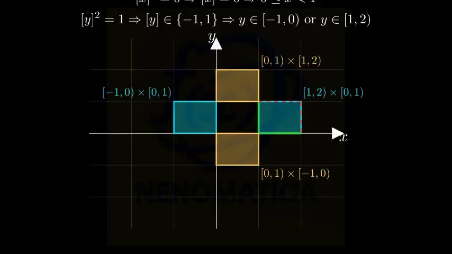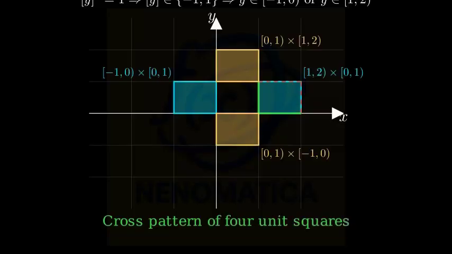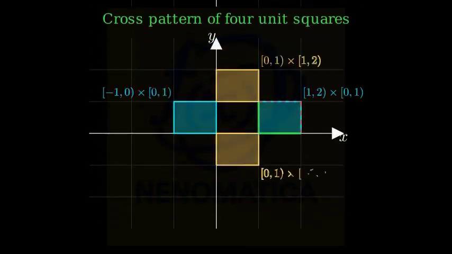Putting it all together, the four shaded unit squares form a cross pattern around the central square. Notice, the central square where x and y are both between 0 and 1 is not included, because that would make both floors equal to 0 and the sum equal to 0, not 1.